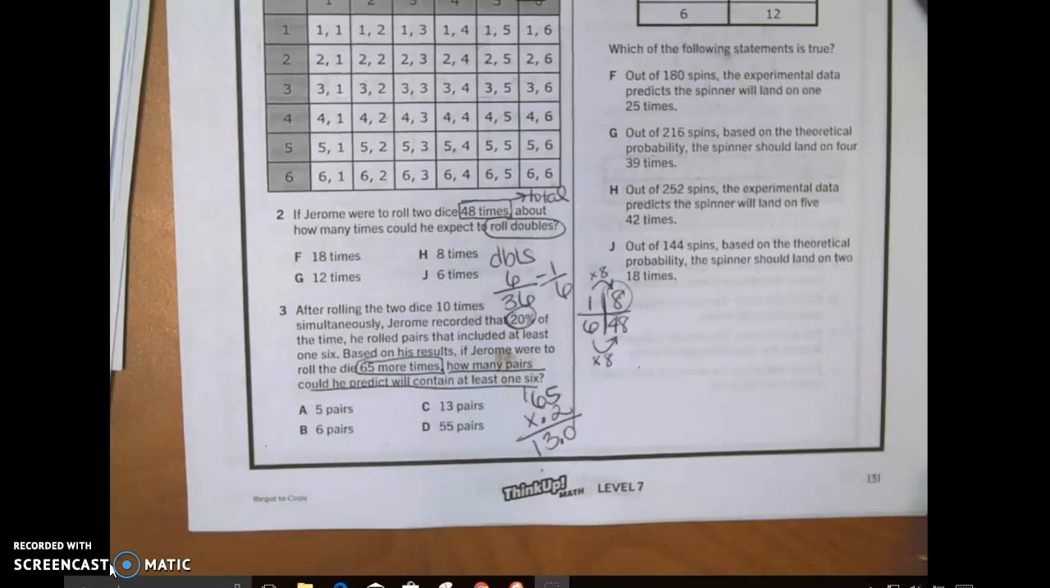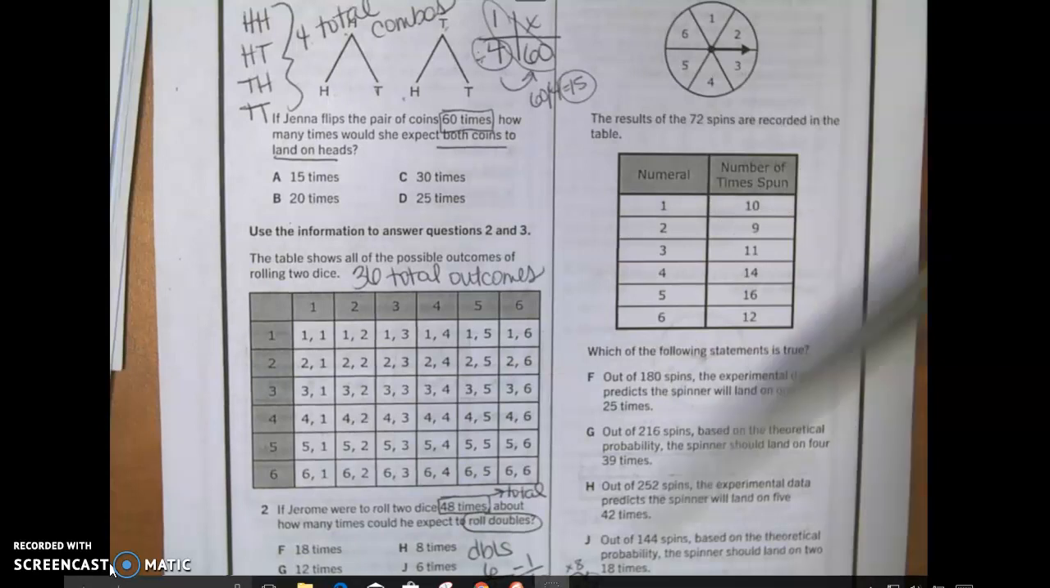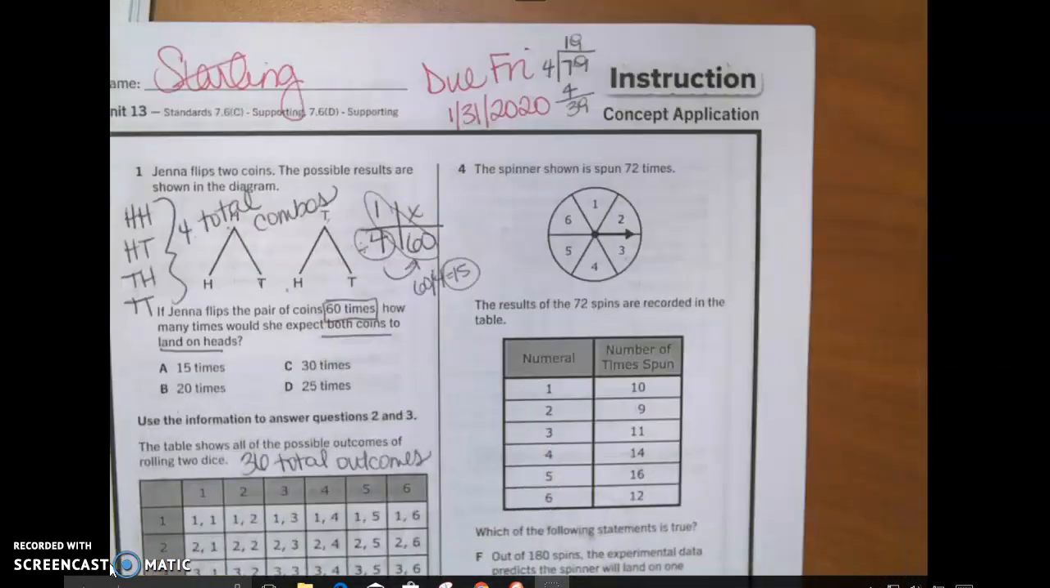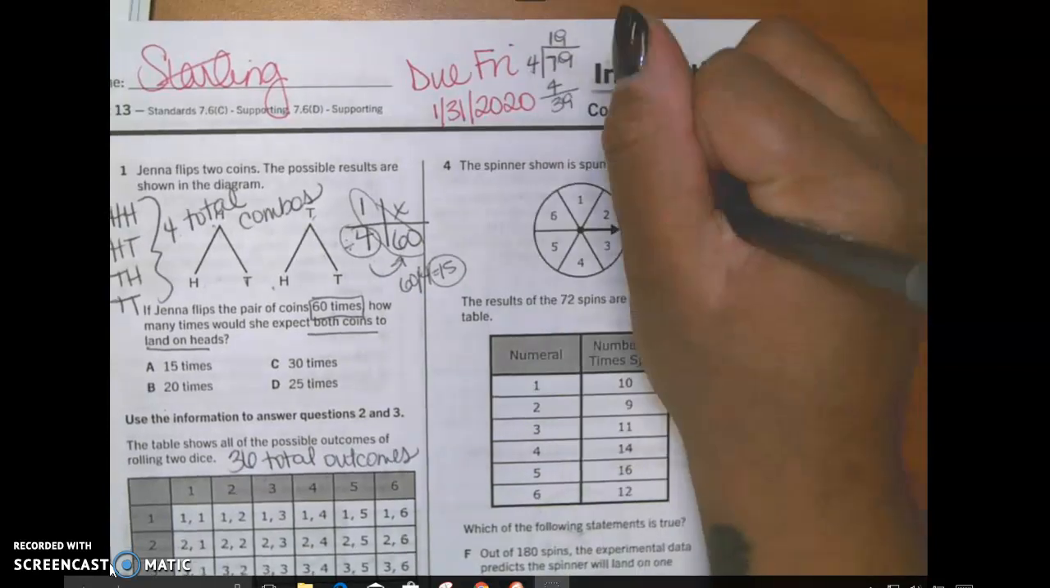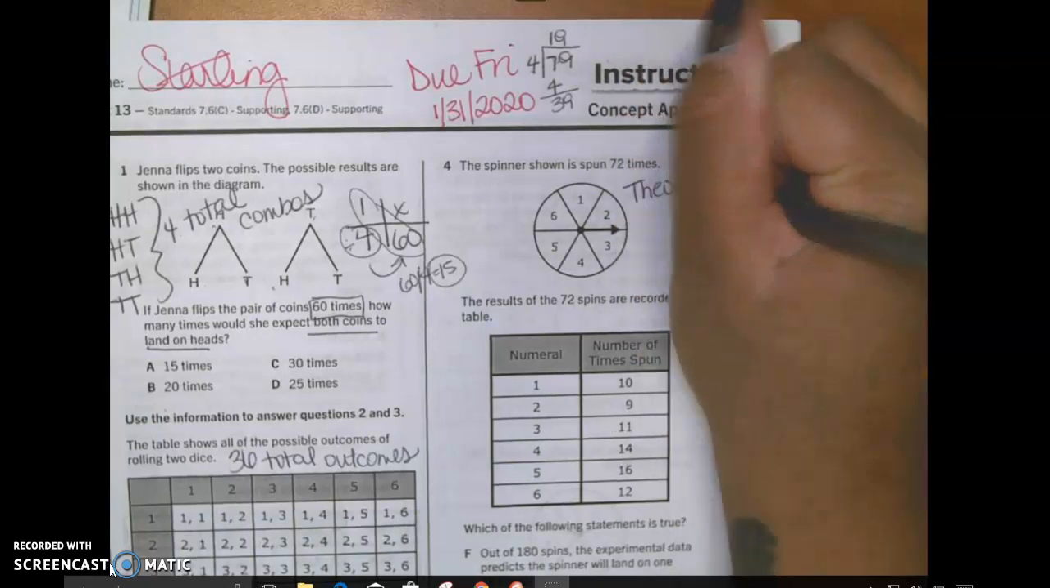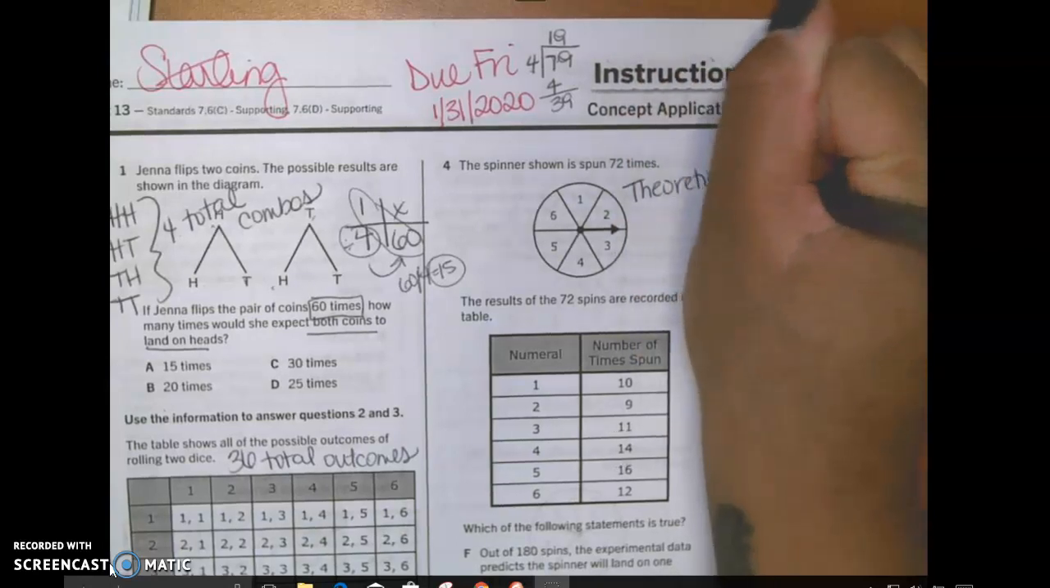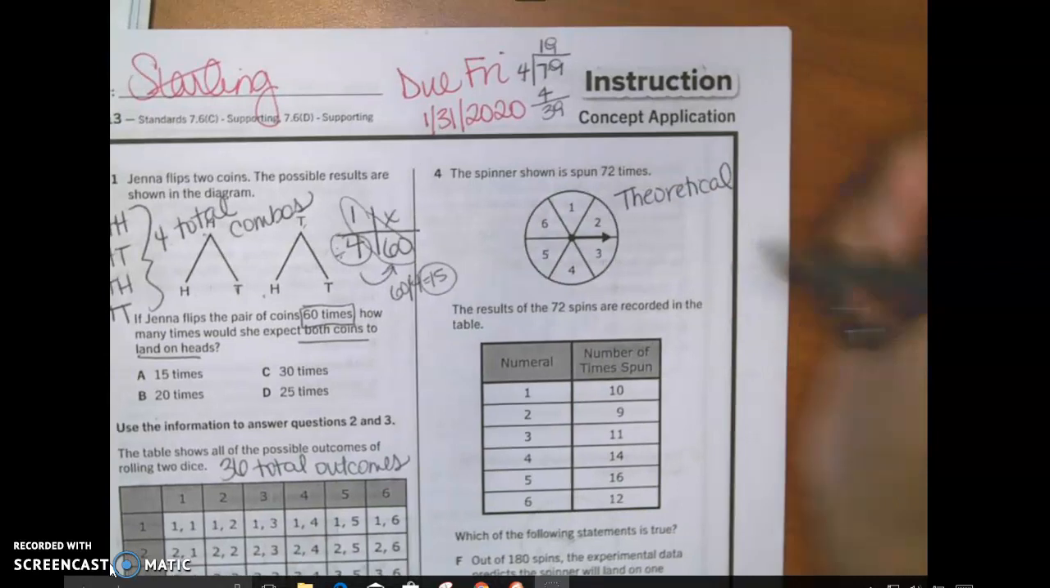How many times can he predict that he'll get a pair that contains at least one 6? 13 times. Okay? The spinner is spun 72 times. I need y'all to stay focused. What is the theoretical probability? What should happen? I should spin a 1 how many times?